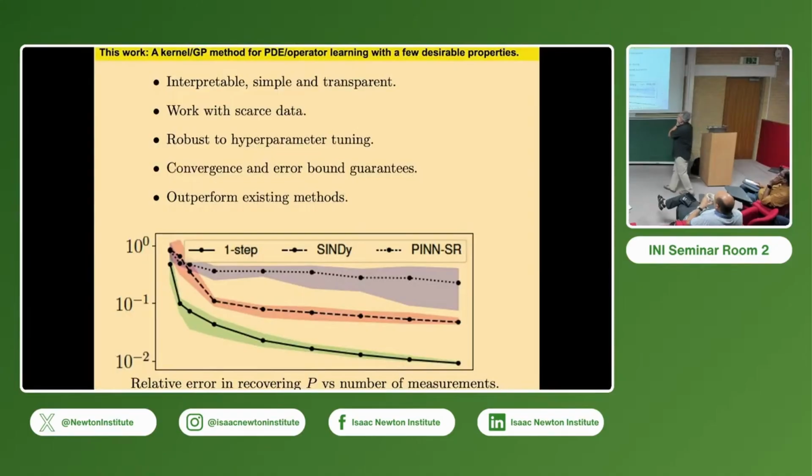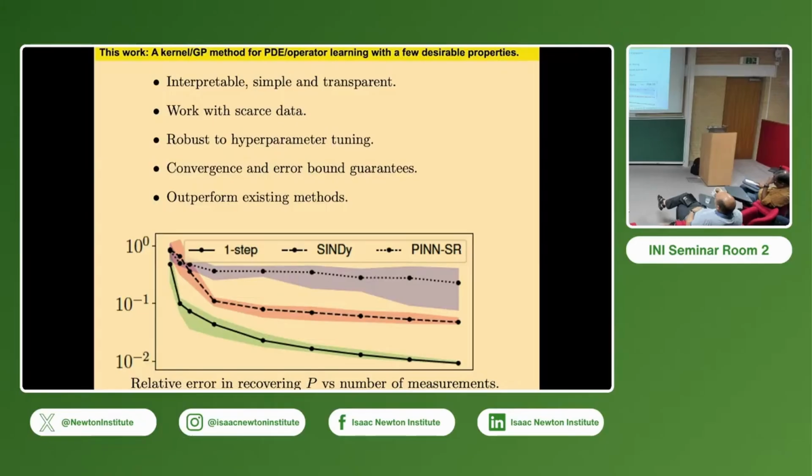Now, what I would like to do here is to present a kernel/GP method for PDE operator learning with a few desirable properties. It is going to be interpretable, simple, and transparent. If you are into kernel methods, this is why you like them, because they have these properties. It is going to work with scarce data. Why? Because it's essentially an optimal recovery method, so we will have some notion of minimax optimality with respect to the data.